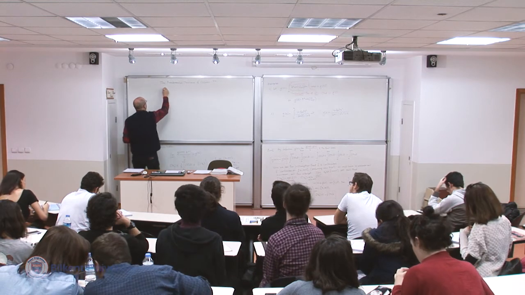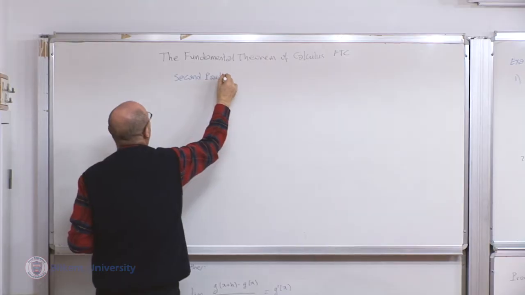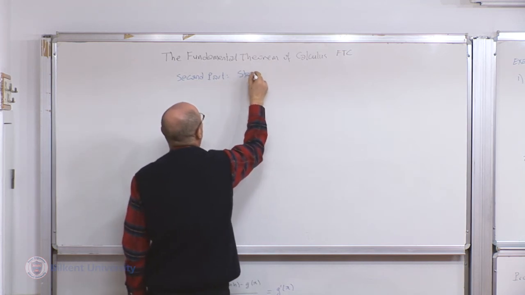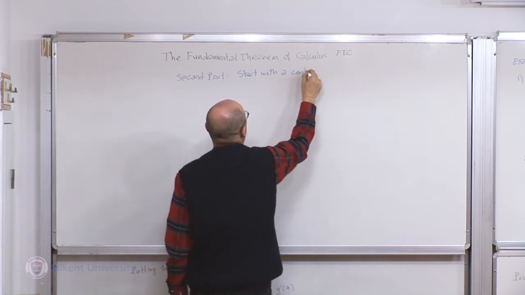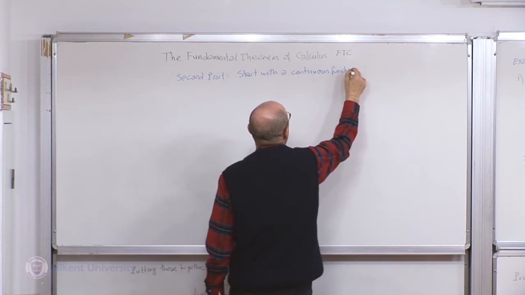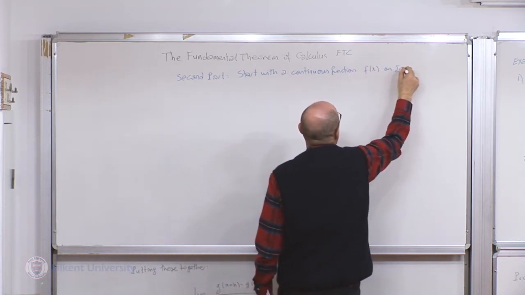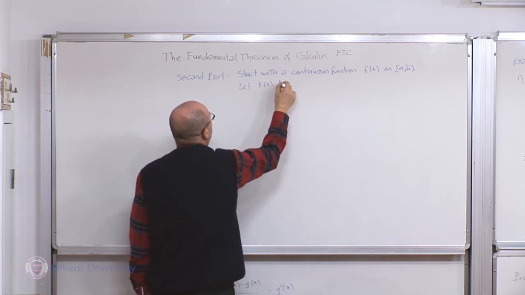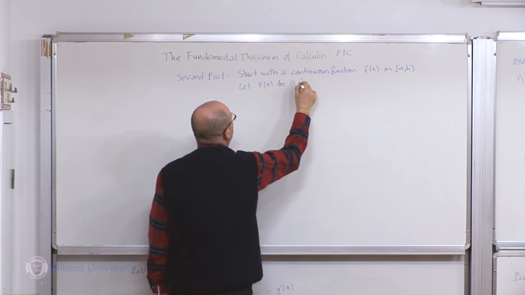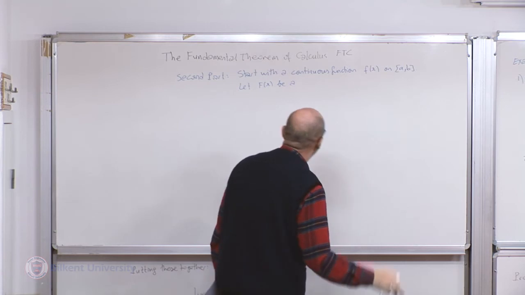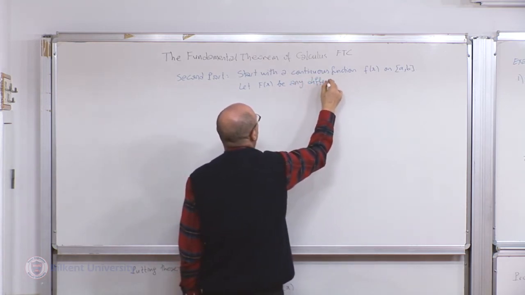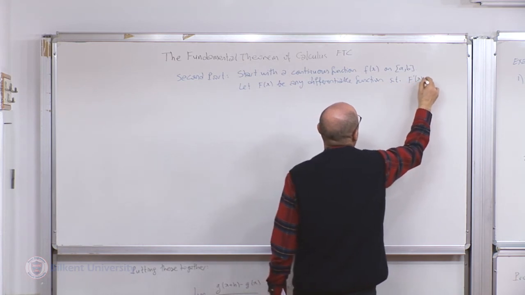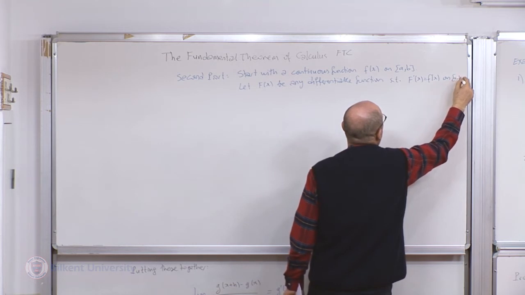Okay, so second part. Again, we start with the continuous function f of x on a closed and bounded interval. Let capital F be a differentiable function such that F prime of x is equal to f of x on [a, b].